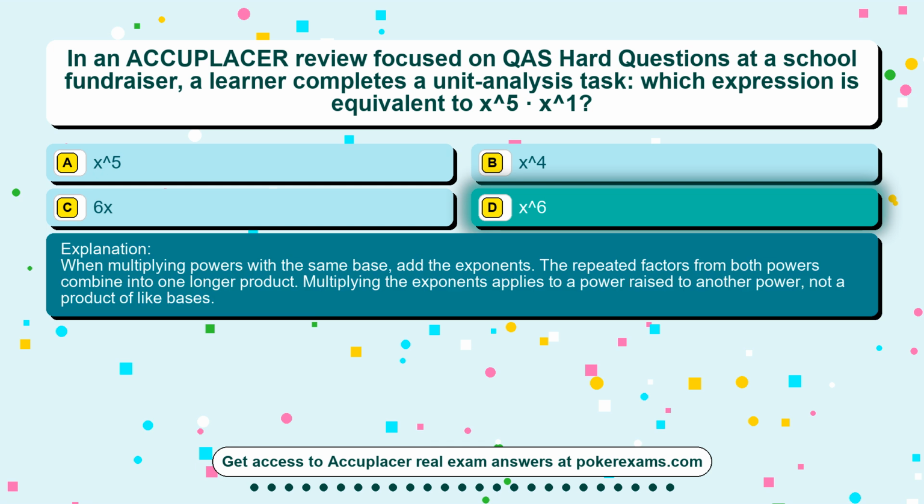When multiplying powers with the same base, add the exponents. The repeated factors from both powers combine into one longer product. Multiplying the exponents applies to a power raised to another power, not a product of like bases.